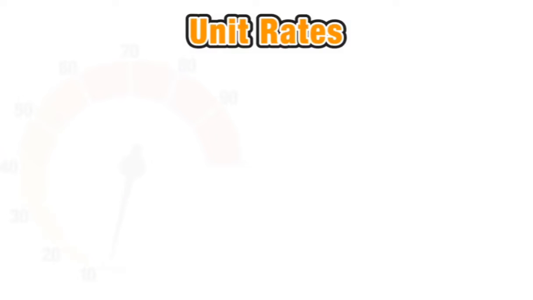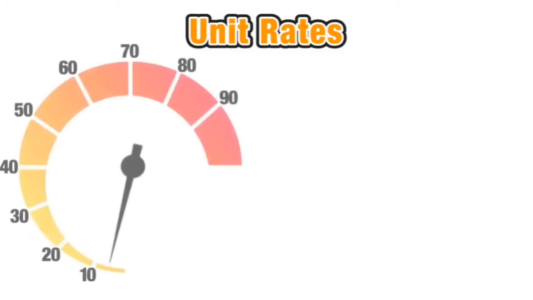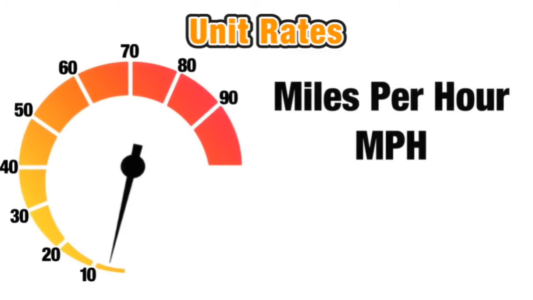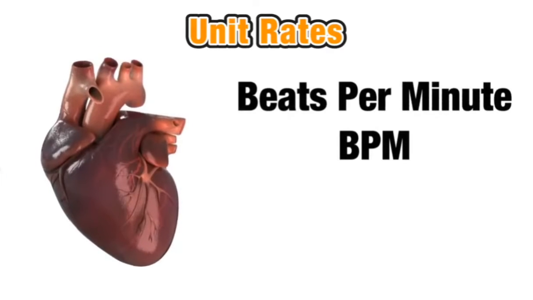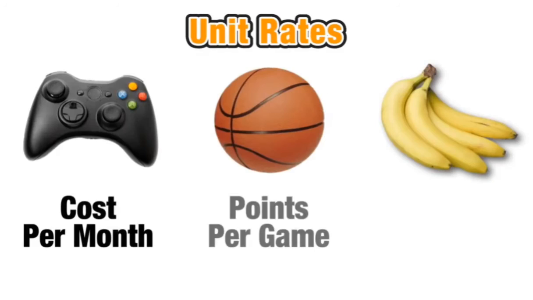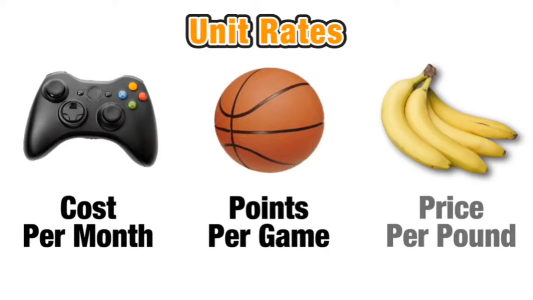Let's look at some examples. The relationship between distance and time, for example, mile per hour or kilometer per hour using the speedometer. Then the heartbeat also. The number of beats per minute, BPM, is also called uniform rate. So we have other examples, as displayed on the screen.